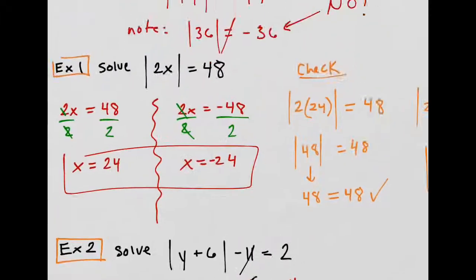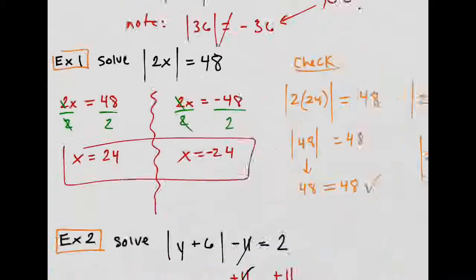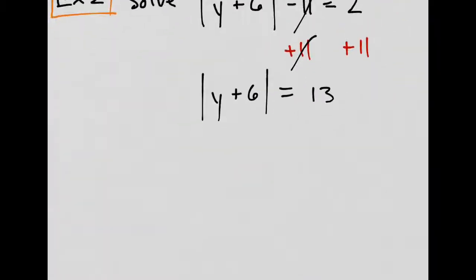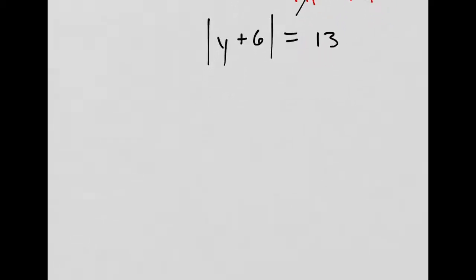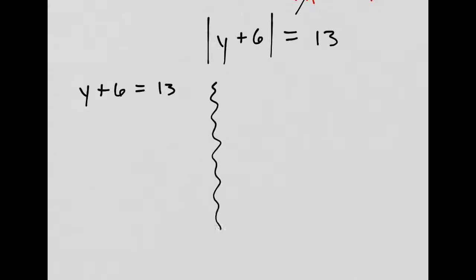Now it kind of looks like our previous problem. So what do you want to do? Make two equations. One of them is the normal one, y plus 6 equals 13. And then the other equation is y plus 6 equals negative 13, because if we have a negative 13 on the inside, it'll come out to be a positive 13. So let's solve each of them.